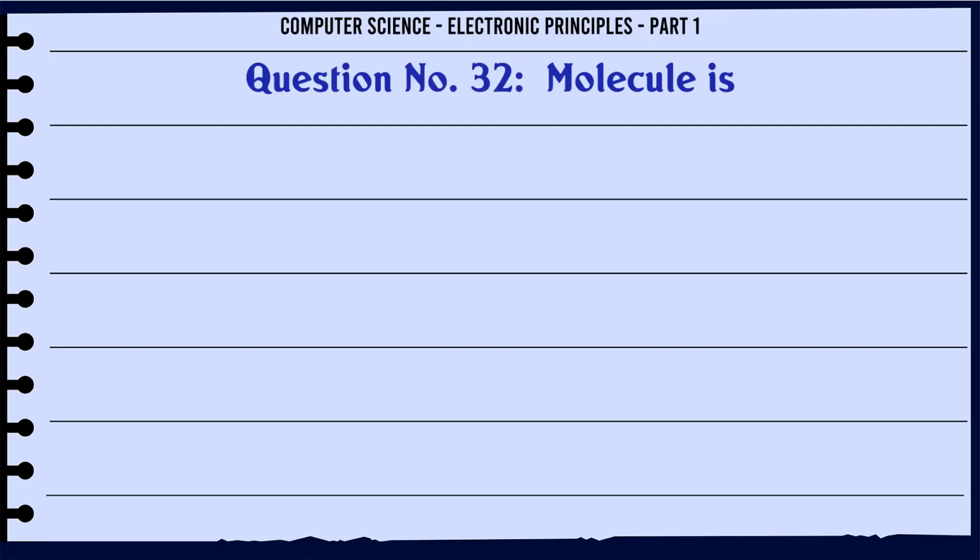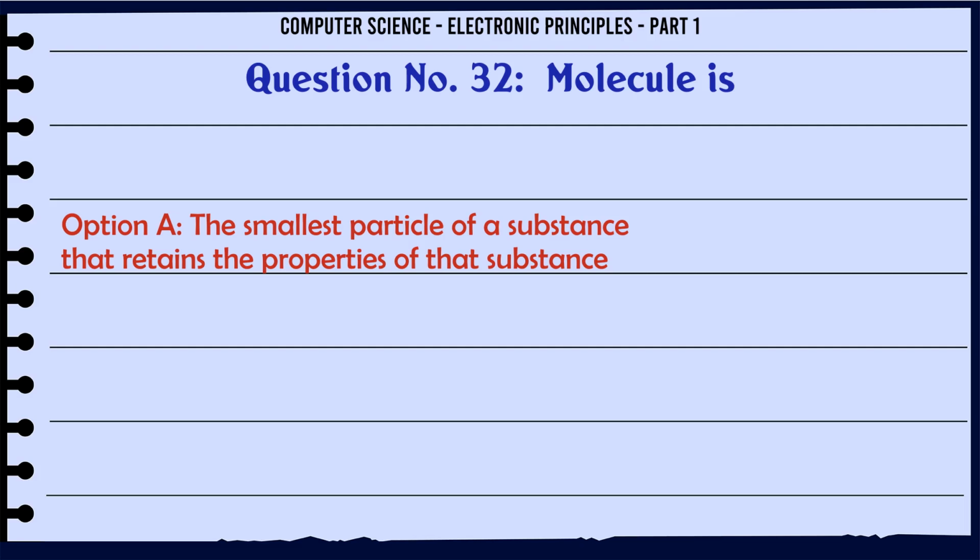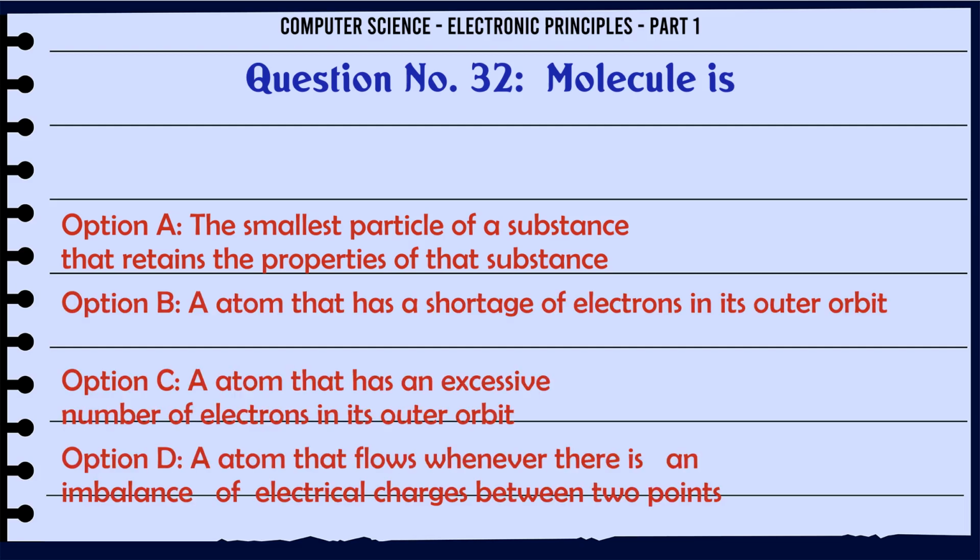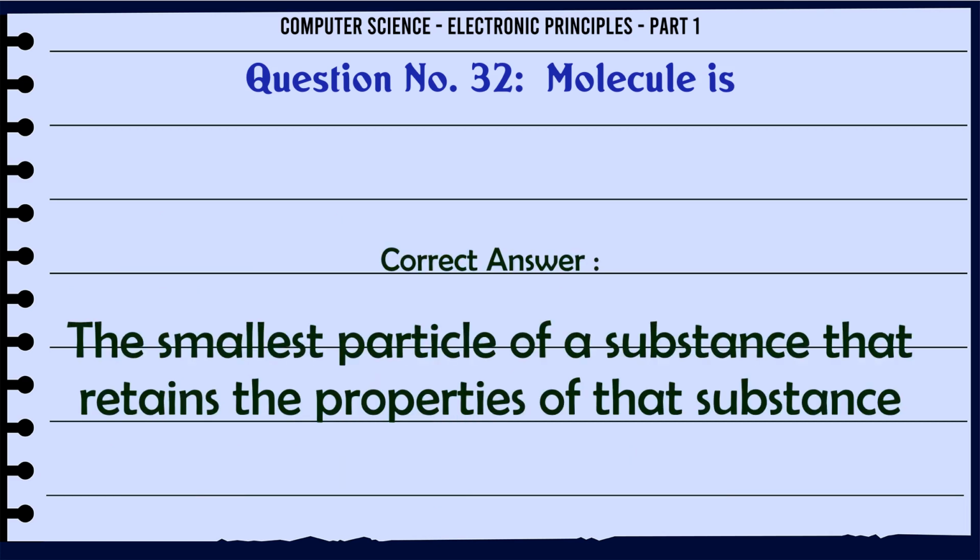A molecule is: A. The smallest particle of a substance that retains the properties of that substance. B. An atom that has a shortage of electrons in its outer orbit. C. An atom that has an excessive number of electrons in its outer orbit. D. An atom that flows whenever there is an imbalance of electrical charges between 2 points. The correct answer is: the smallest particle of a substance that retains the properties of that substance.